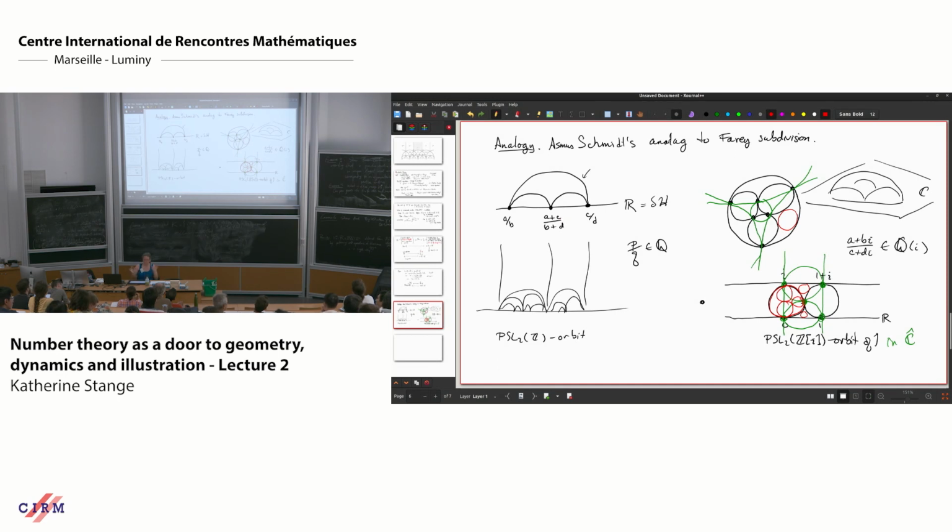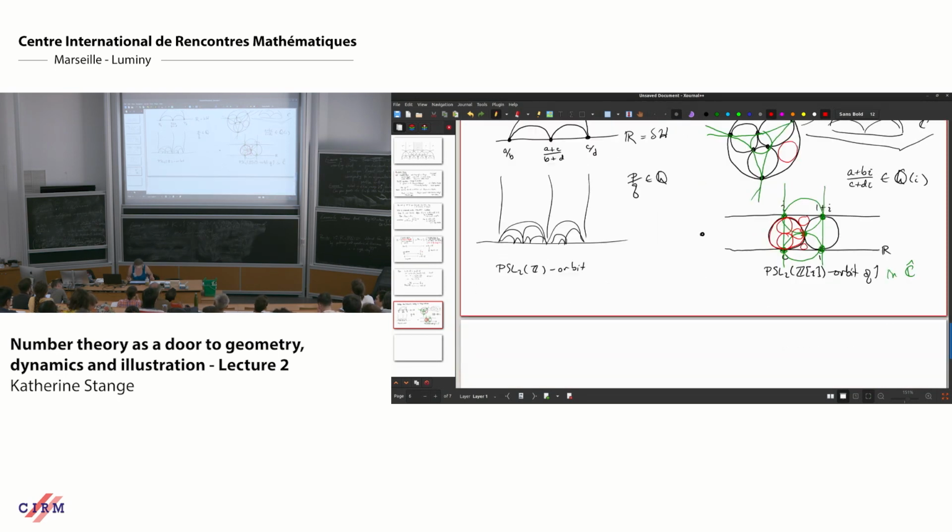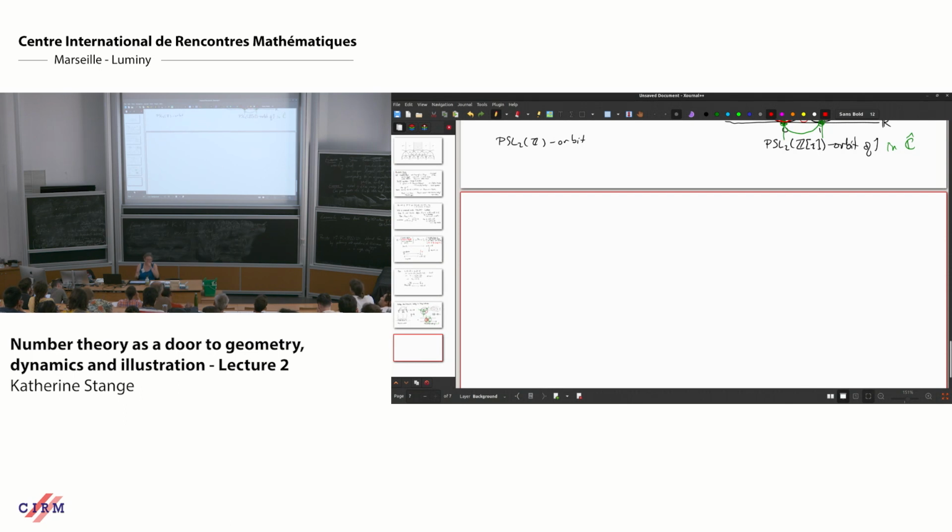Okay, so really I'm going to go into all the details of everything eventually, but I just wanted to give that as a reason why Apollonian circle packings are actually a really natural thing to study from the point of view of number theory, besides just being cool.